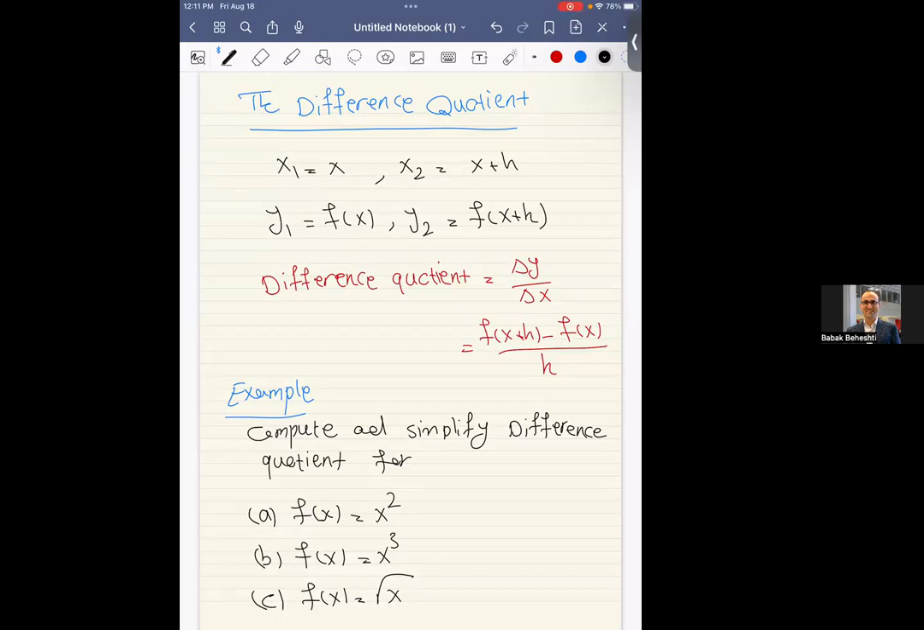Now when h goes to 0, what would be the answer? When h goes to 0, 2x plus h is just 2x, right? So that means the derivative of x squared is 2x. I mean, it's not a part of this course, but so maybe I can do B.